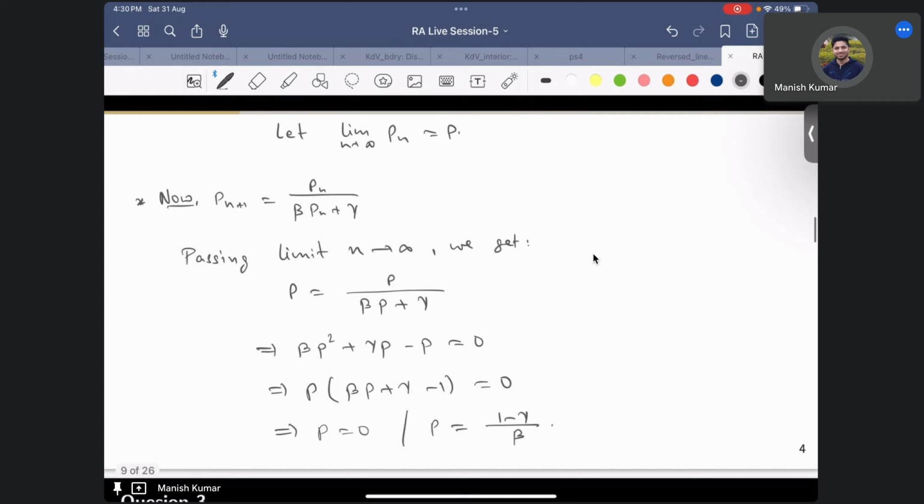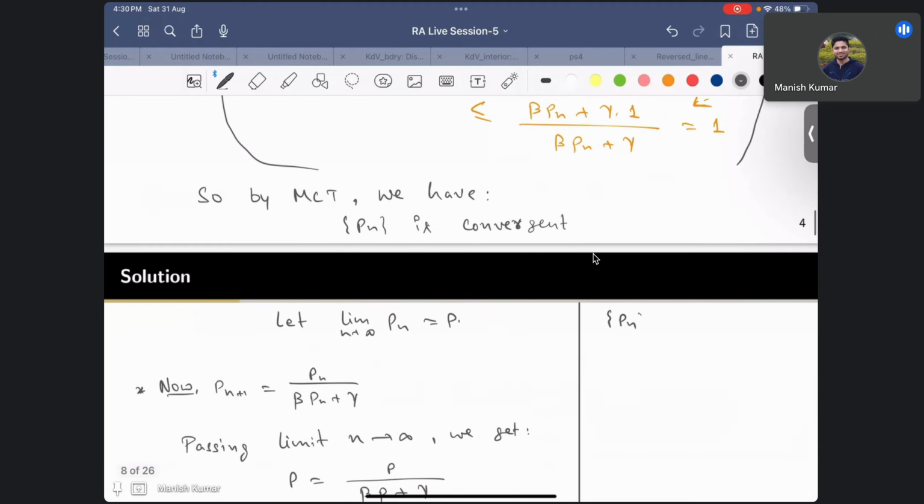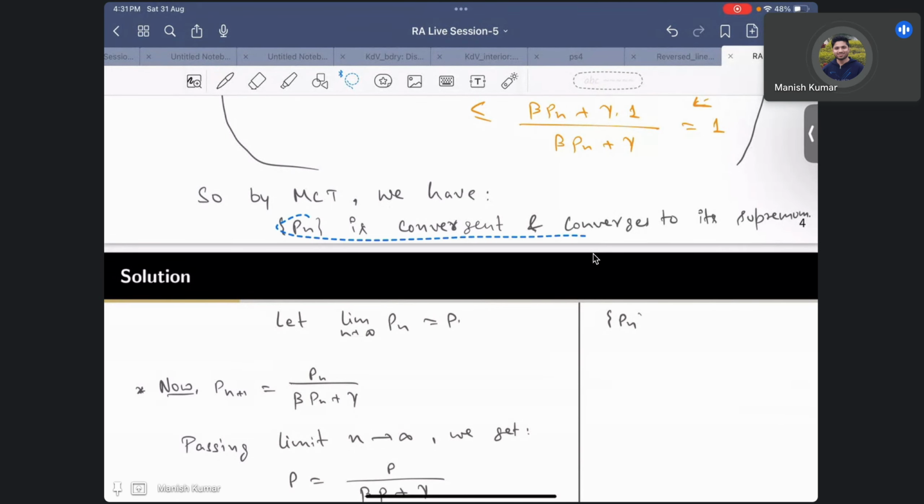So for that, what we can notice here is, I think I can write it here. Pn is convergent. So what does the monotone convergence theorem say? That if it is an increasing sequence and it is bounded, then it will converge to the supremum. So Pn is convergent and converges to its supremum, right? So it will converge to the supremum value.